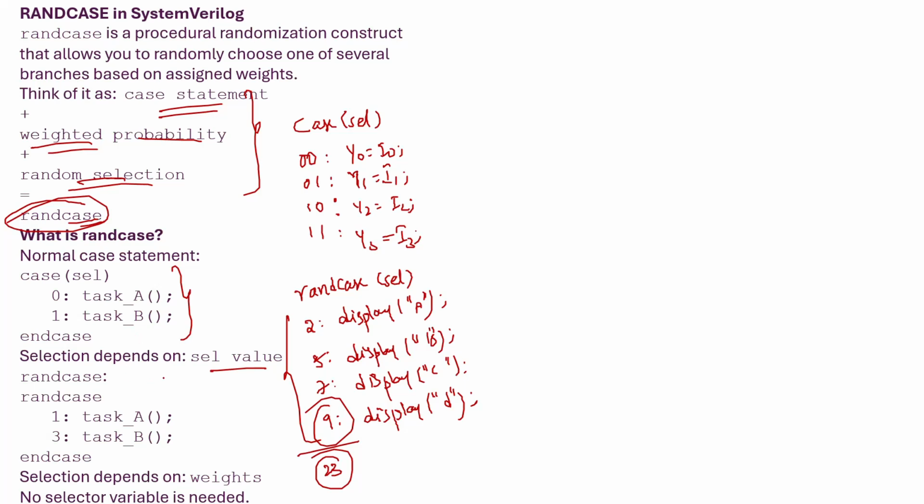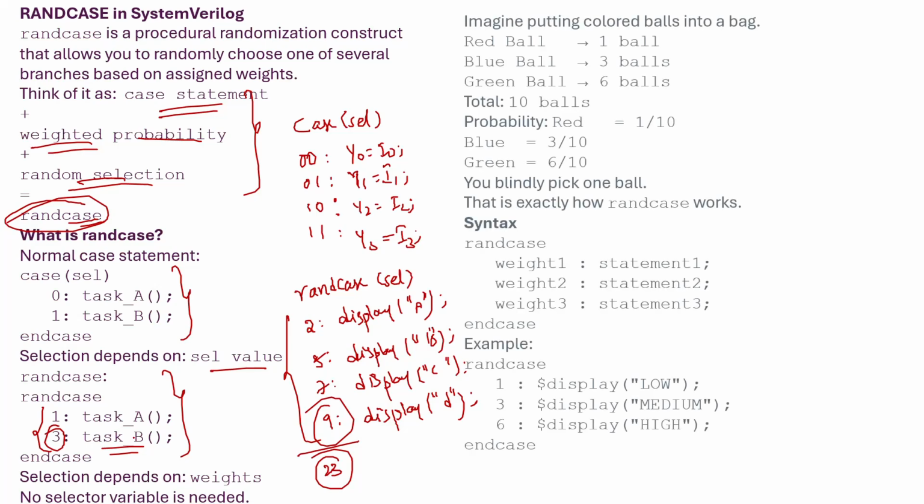Similarly, rand case also has some weights here: 1, 3. So 3 is the highest weight. Then task B appears more often compared to task A. Okay, so that is the rand case.